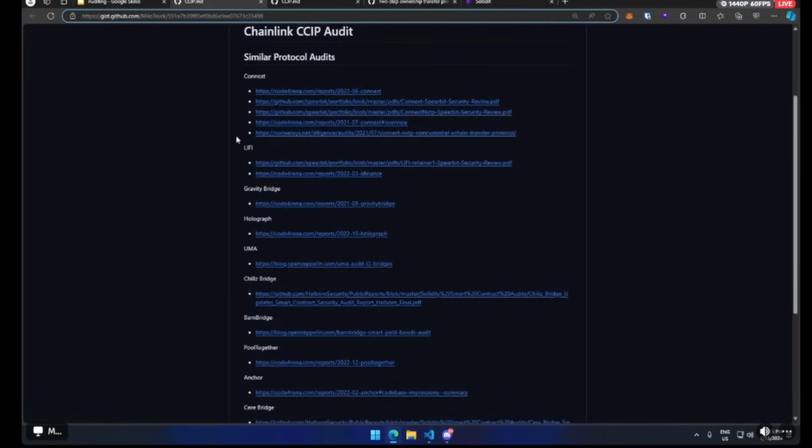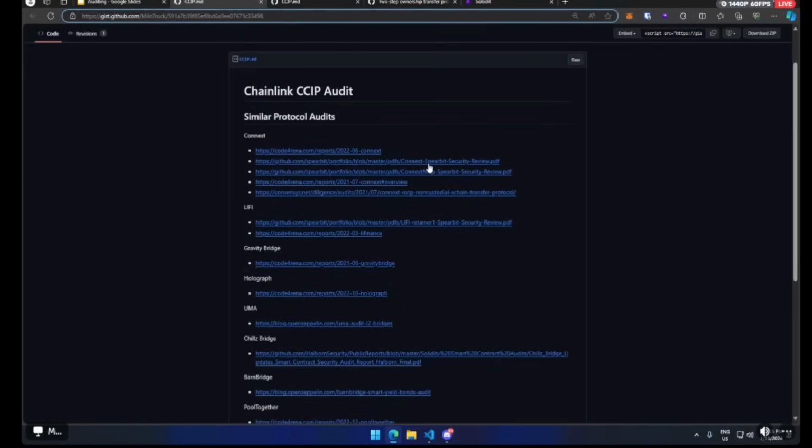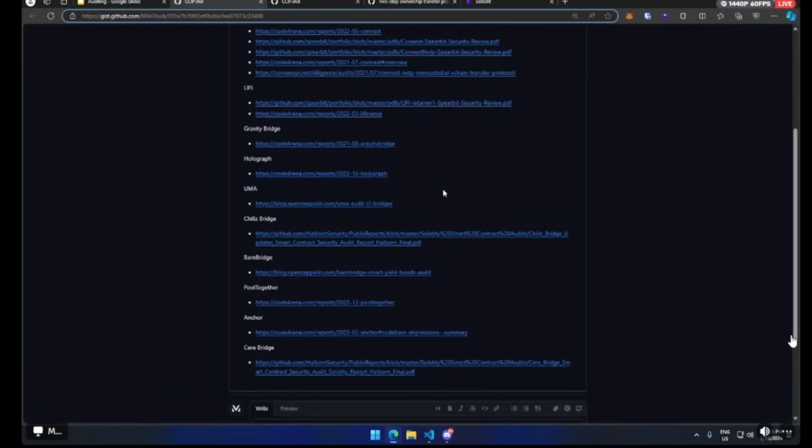Basically what I did was, these are all bridge protocols or cross-chain protocols, so they are related to what CCIP is. I just clicked through all of them and briefly scanned through to see what kind of bugs they had and what kind of weak areas they have in their implementation.